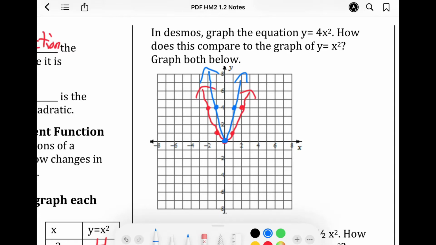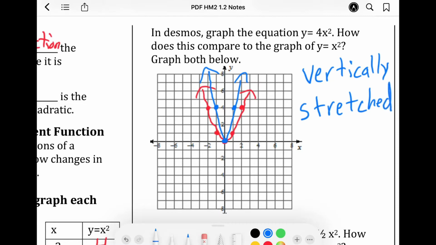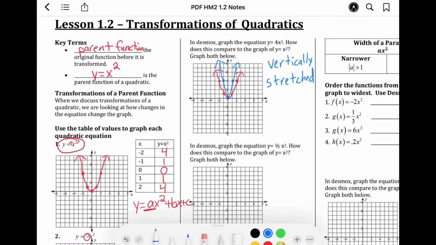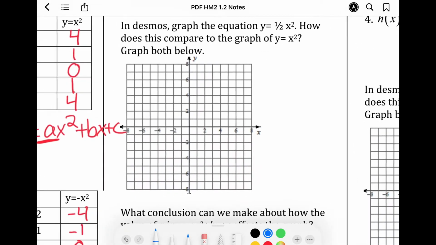So how did we change from the red graph to the blue graph? We vertically stretched it. So we took the top of the red one and stretched it and made it skinnier. So let's look at another one.